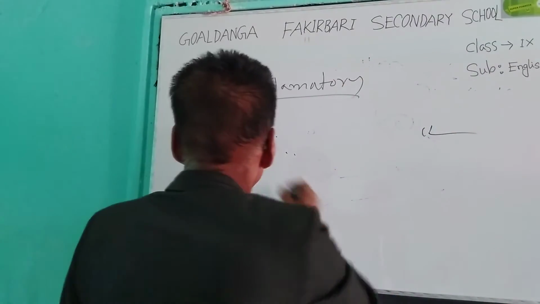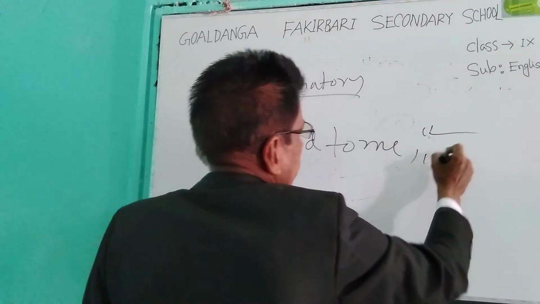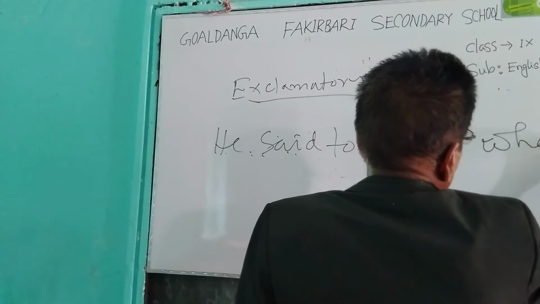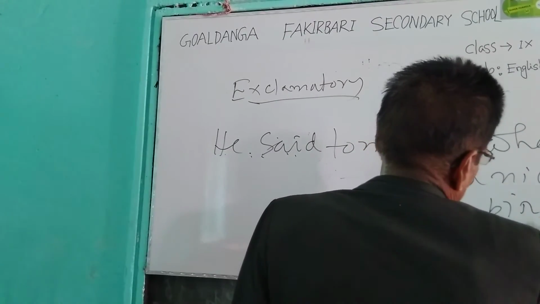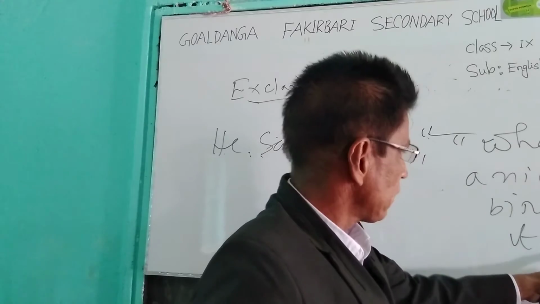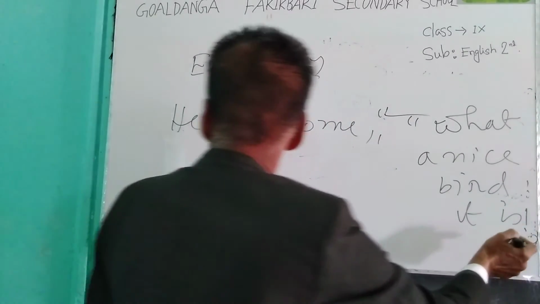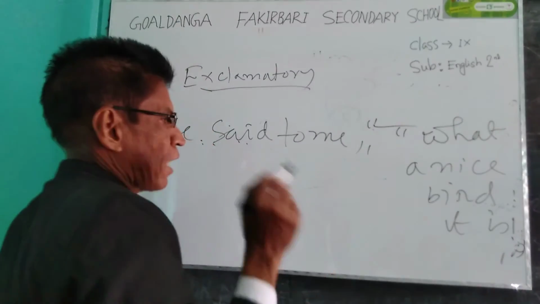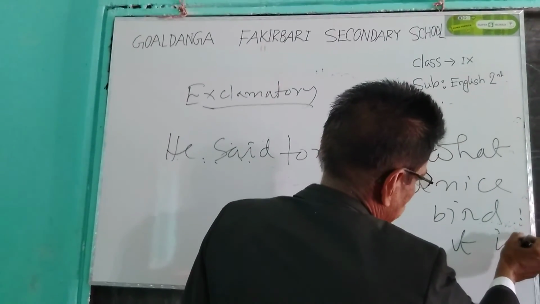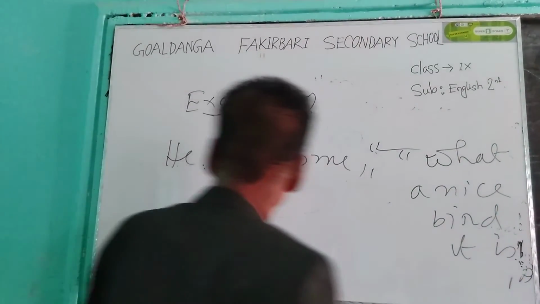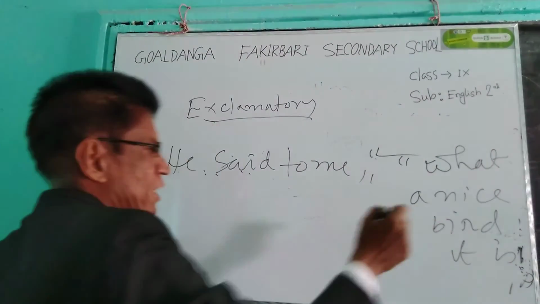Okay, understand the point? He said to me, "What a nice bird it is." These are the tokens of an exclamation note and an exclamatory sentence here. How can we identify it? It is, undoubtedly, an exclamatory sentence. What a nice bird it is.